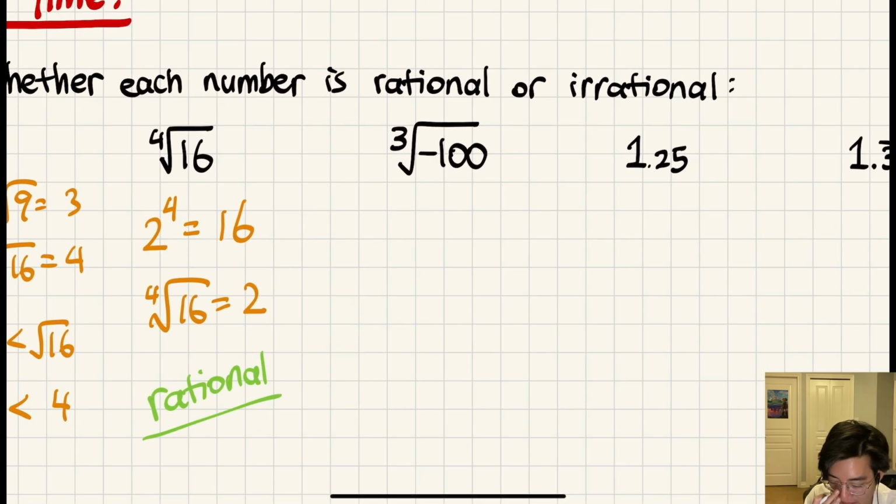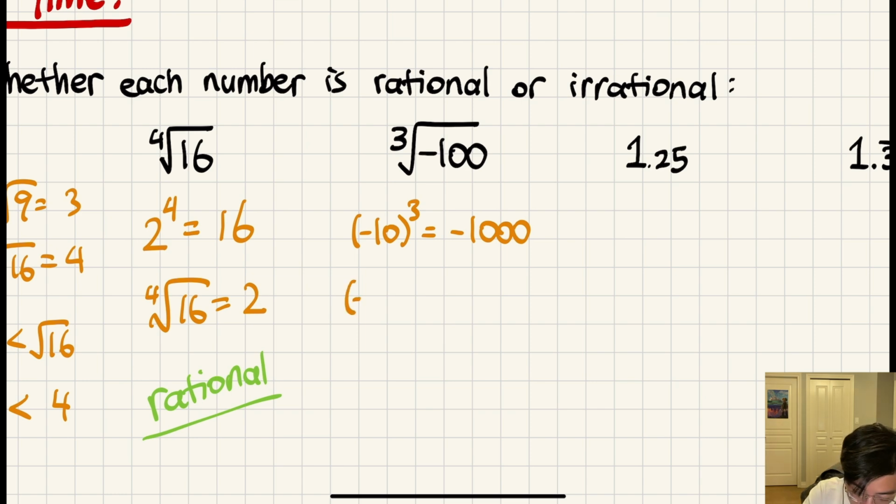Okay, next, the cube root of negative 100. Right off the bat, we can kind of feel like it could be rational. But we realize that if we take negative 10 to the power of 3, we actually get negative 1,000 instead, which is honestly very unfortunate. And now let's try something else.